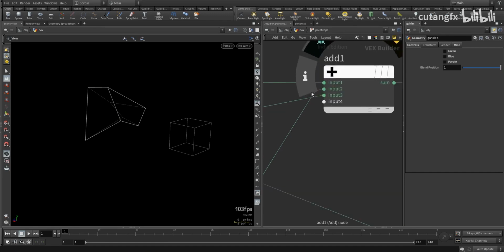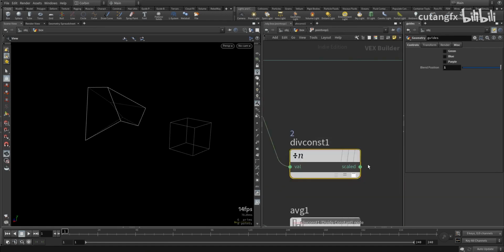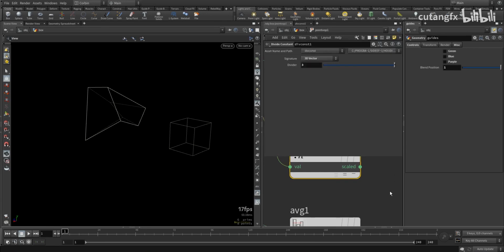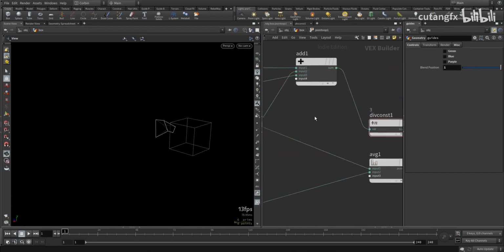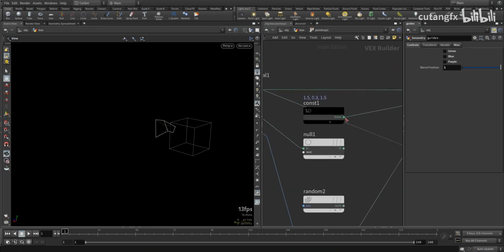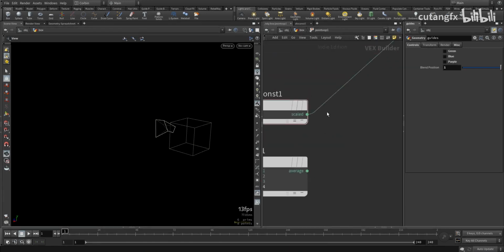But then because we're adding 3 values together, if we divide this by 3, so the number of vectors that we're looking at, then the result will be the same as if we averaged all 3 of those vectors. So these are the same 3 vectors, and if I average them, you'll see there as I switch, nothing changes.